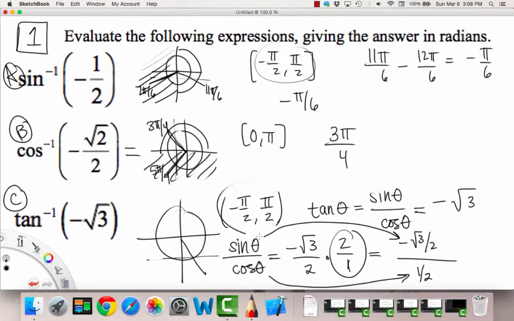We want it to be in between this interval. So we can't really say that this is 5 pi over 3 because that doesn't fit into our interval. But we can subtract by 2 pi, so go around the circle in the opposite direction, and we'll get a value of negative pi over 3, which is definitely within our interval.